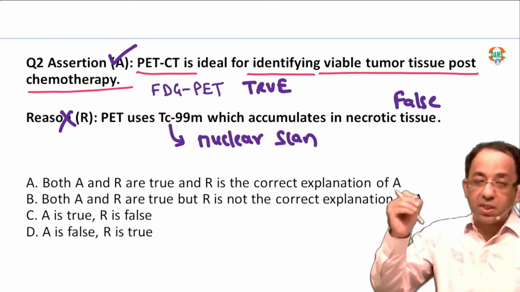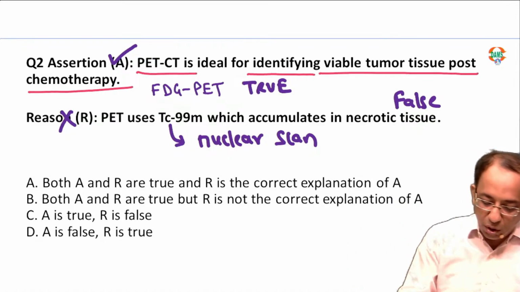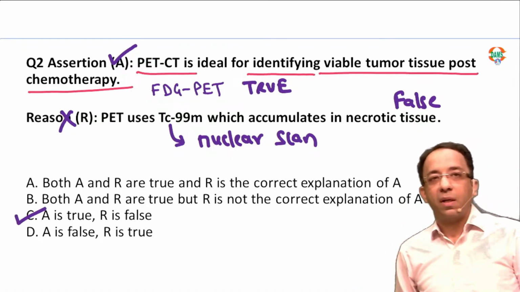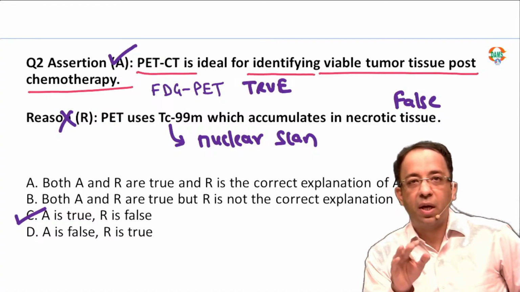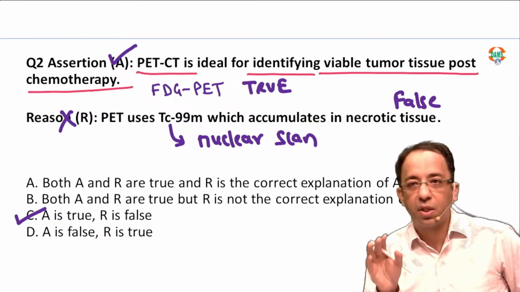So what do you think? Assertion is true, reason is false. The answer is C. This is the style only used in INICET paper. Once in a while they have 1 or 2 questions on the assertion reasoning pattern.